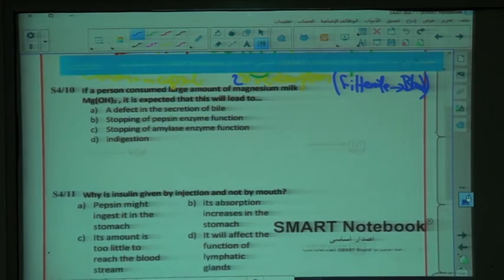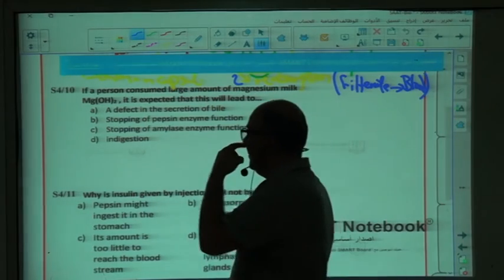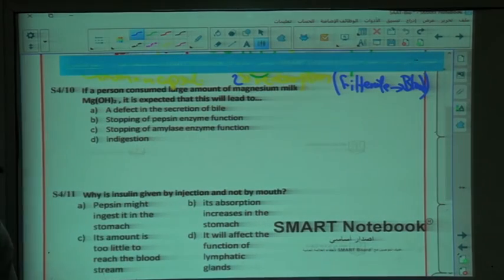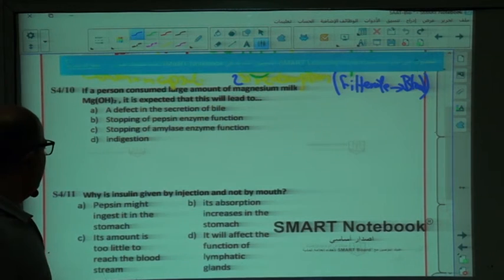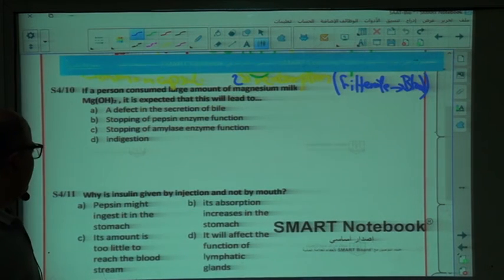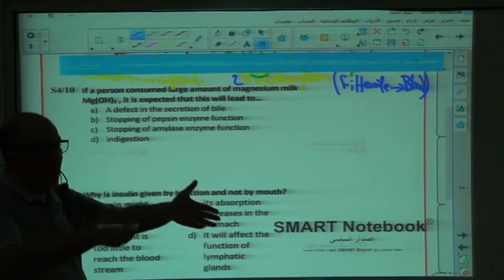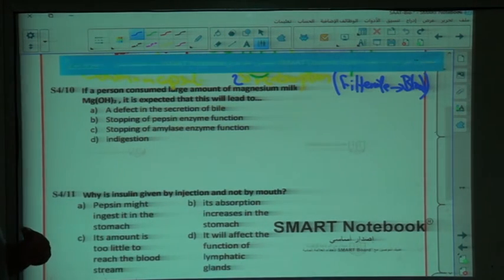Guys, if a person consumes a large amount of magnesium milk, MgOH2, it is expected that this will lead to what? Yes. It's against indigestion. Which one? D. D, stop the amylase? No, no. D. No. Ingestion is to have food.